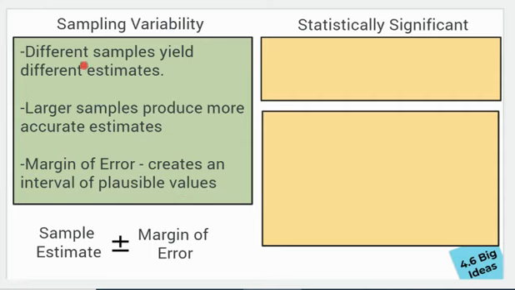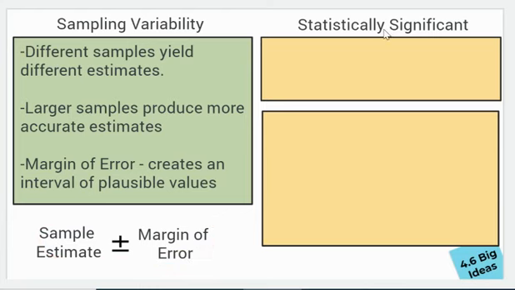So if we put this all together, when we take a sample, we are collecting a random sample that we hope will estimate a population parameter. And if we take that sample and then add and subtract a margin of error, we now have an interval of plausible values that can estimate a particular parameter. So that's what this margin of error does for us.